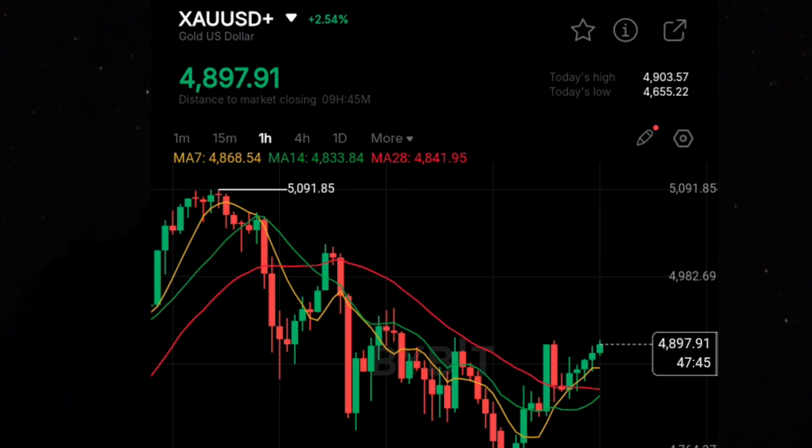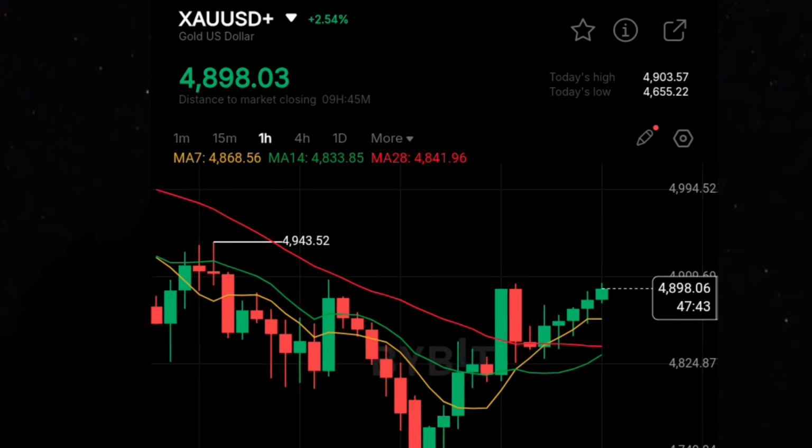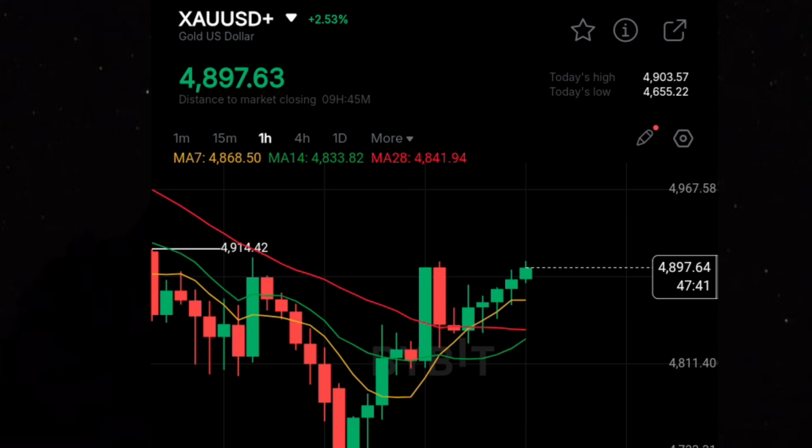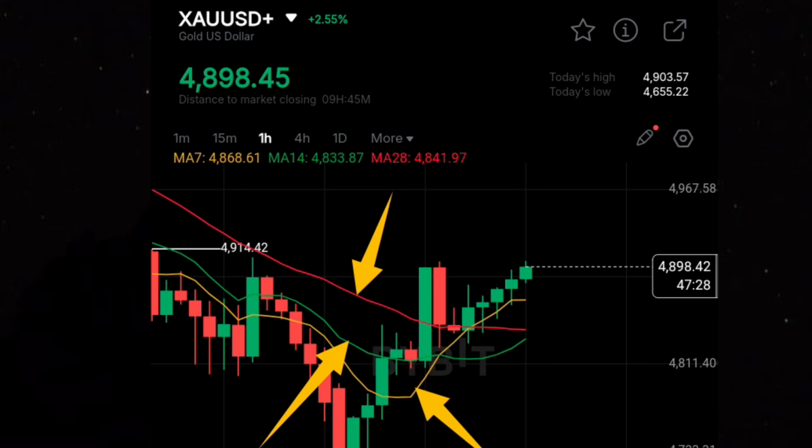So guys, normally whenever you see this yellow line crossing over the green line and the red line, it is time to buy. So right now you can see the yellow line. This is the yellow line over here. This is the red line, and this is the green line in the middle.